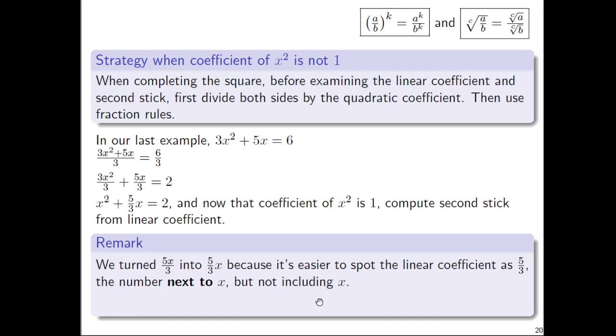The reason we wrote it as 5/3 x is because it's a lot easier to spot the linear coefficient being 5/3, because remember that that's the number next to x, but not including x. So let's just real quick say, why is 5x over 3 really equal to 5/3 x?